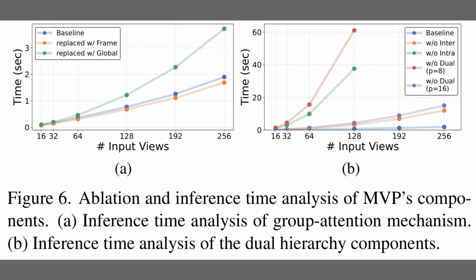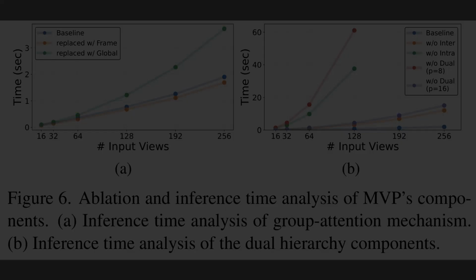Well, Figure 6 turns from quality to raw speed. The two plots show inference time versus number of input views, and together they highlight how crucial the hierarchical design is for efficiency. Panel A compares the baseline to variants that replace group attention with only frame or only global attention, and those alternatives become noticeably slower as views reach 256. Panel B goes further, revealing that removing the inter-view, or full dual hierarchy, explodes latency to tens of seconds, while the full model remains under a few seconds.